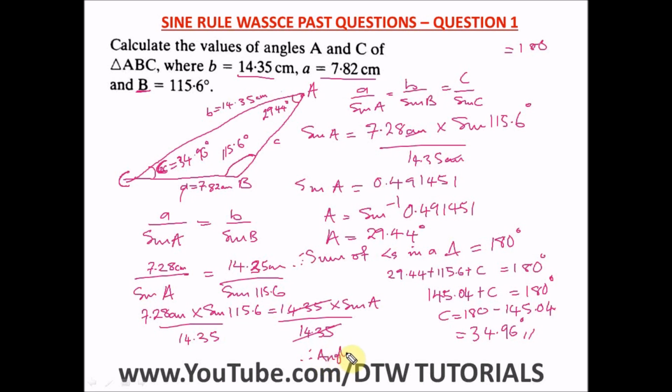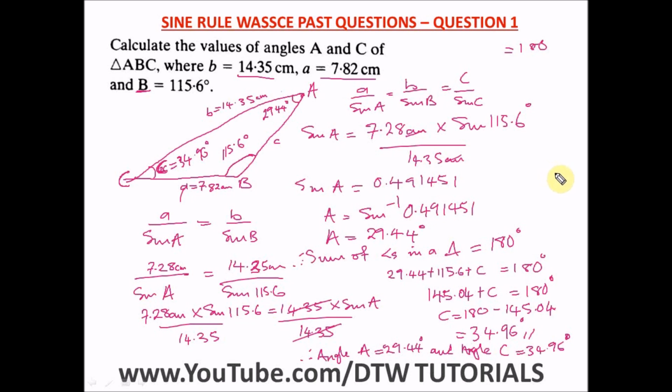All right, so in your WAEC, if it's a theory section, you now therefore state: therefore angle A is equal to 29.44 and angle C is equal to 34.96 degree. Don't forget your degree. Your unit of measurement, please don't forget, it takes a mark. Always add your unit of measurement even when solving. Don't drop them out, add them in your theory section. All right, so this is the answer to this.